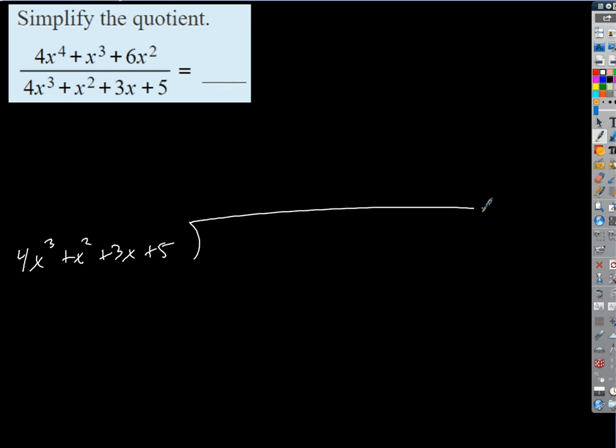4x to the fourth plus 0x cubed plus 0x plus 0. Okay, good. Do we really have to write those? Yeah, you really have to. Inside the brackets, you have to have every column. We're starting at x to the fourth, so we know we're going to have 5 columns: x to the fourth, x cubed, x squared, x to the 1, and the constant.